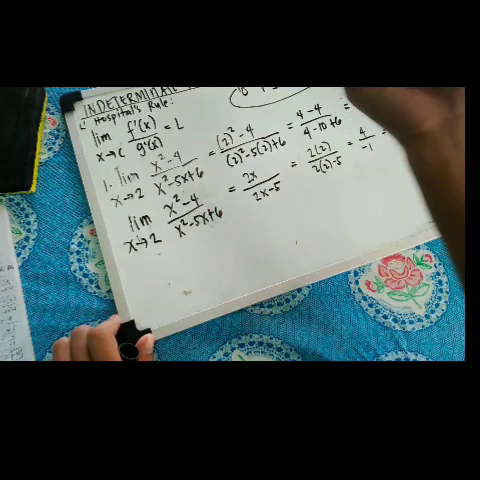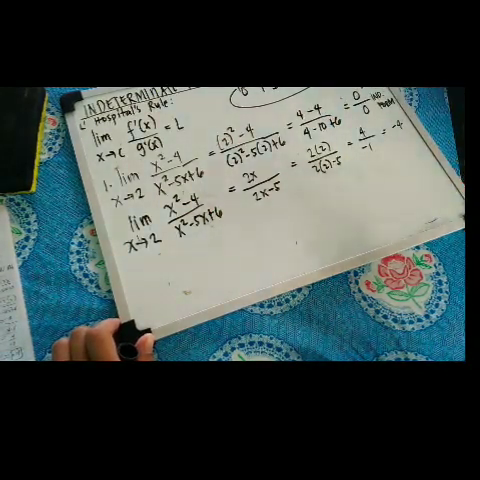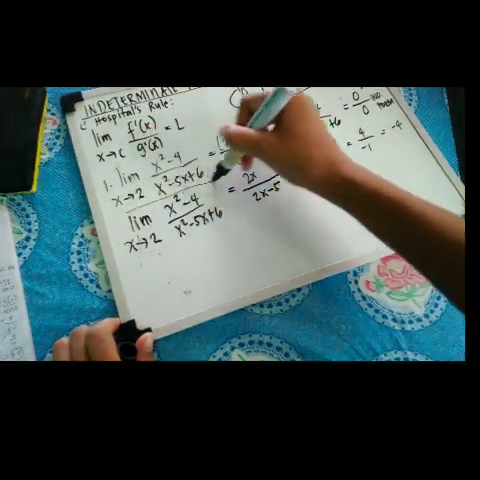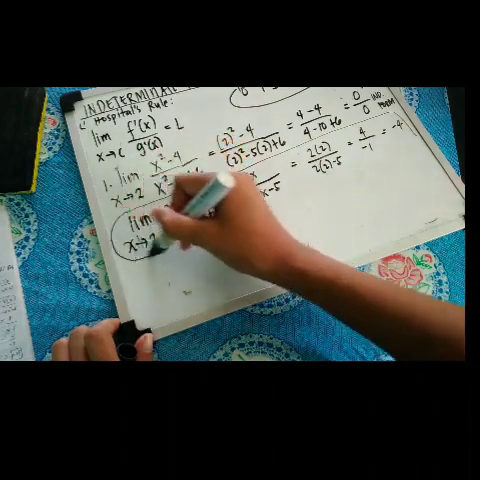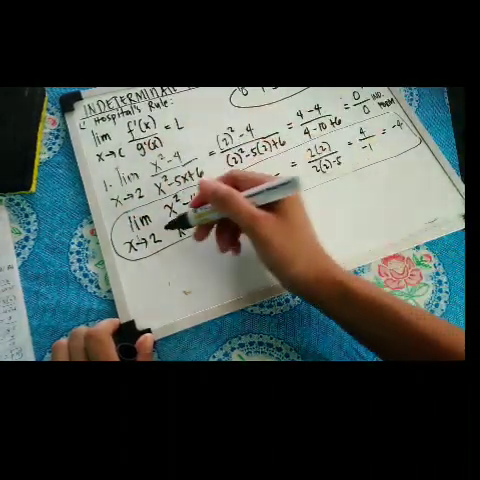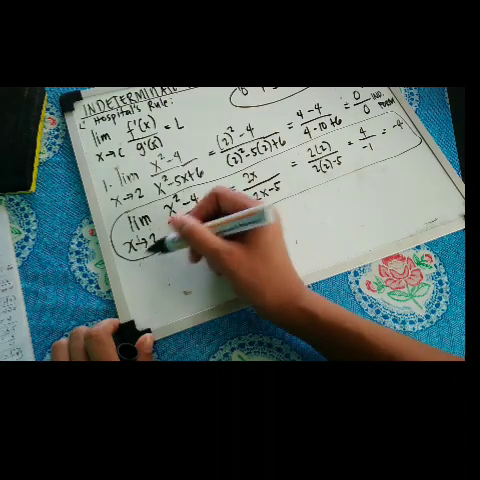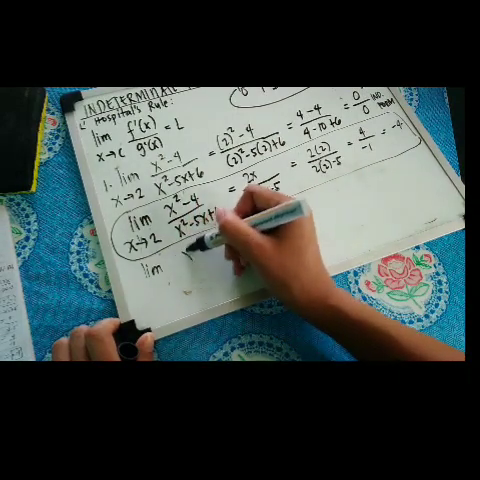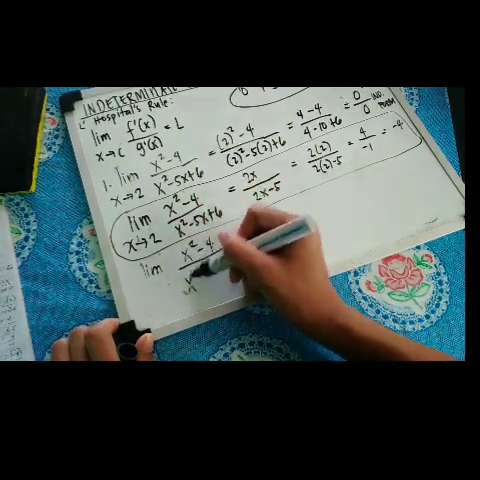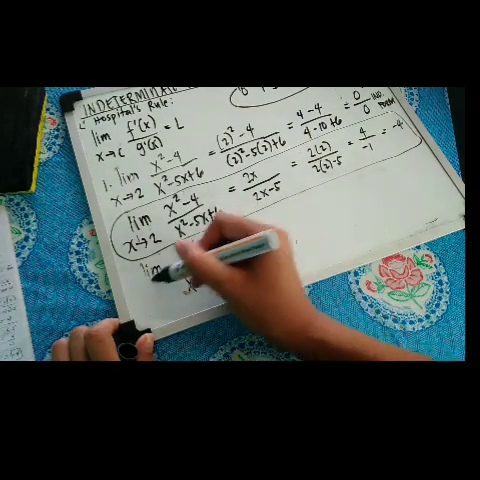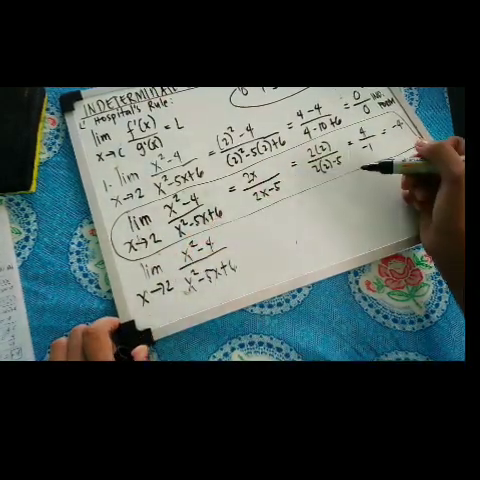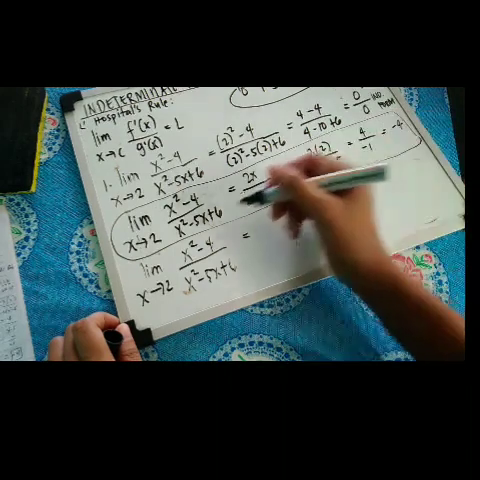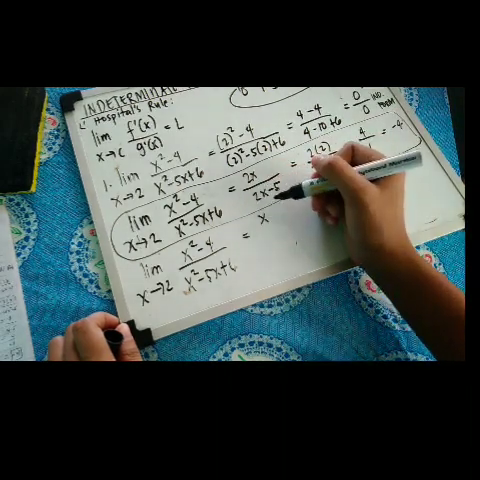Another thing that we can do is to simplify. This is the other way on how to find the limits of the given problem. So we can use L'Hopital's rule to determine the limits of the given problem. Next, we need to simplify this given. We have the limit of x squared minus 4 divided by x squared minus 5x plus 6 as x approaches 2. So we need to factor this.